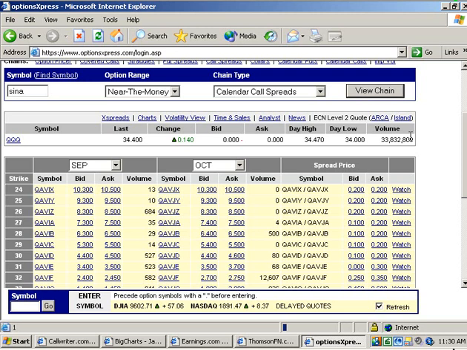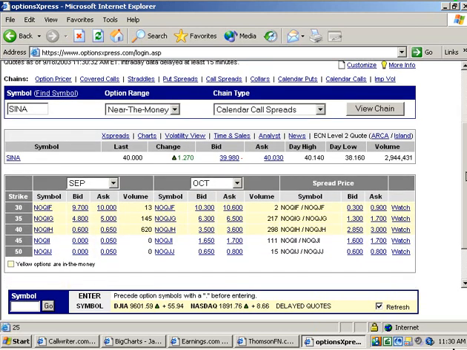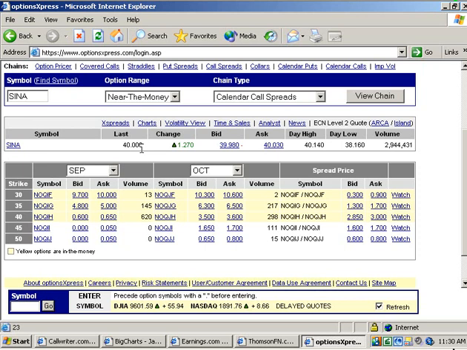If you're going to do a calendar spread on that particular stock, it's going to give it to you right there together. And I'm going to show you how to simply do this calendar spread. Okay, look at the price of the stock. It is at $40 per share.